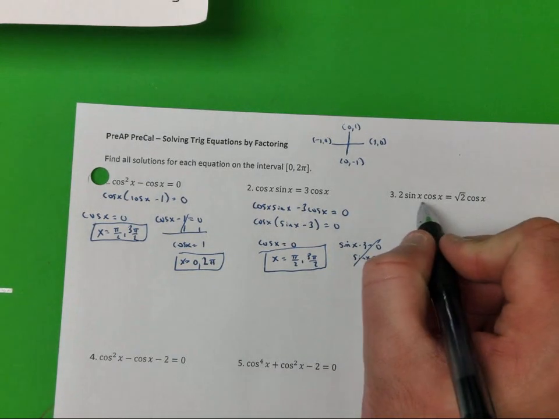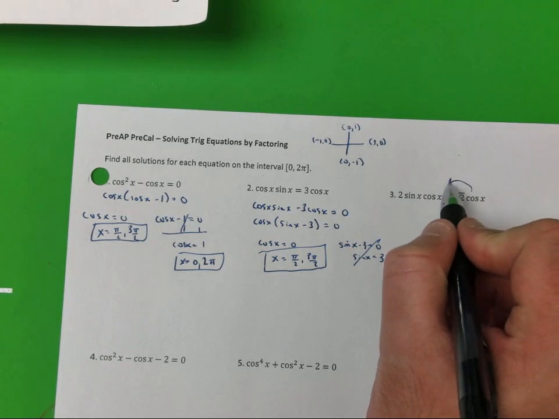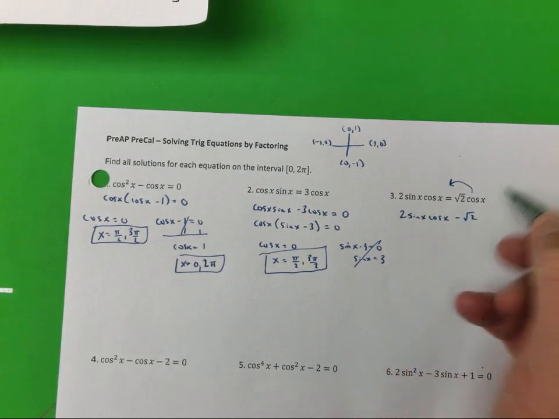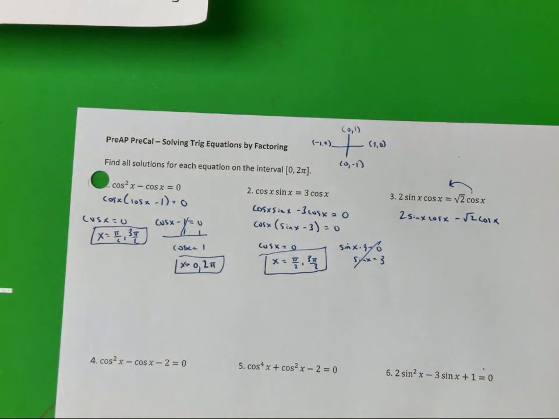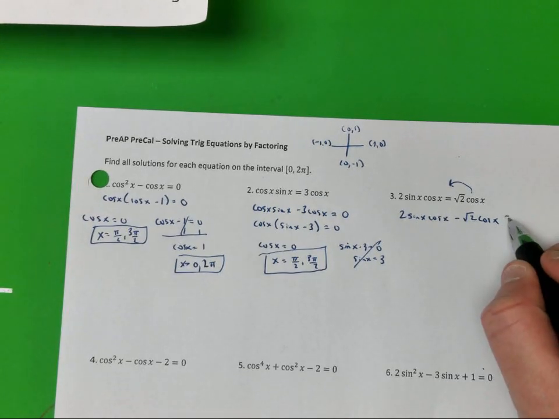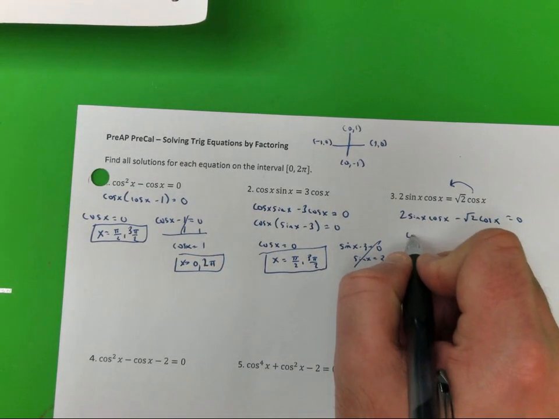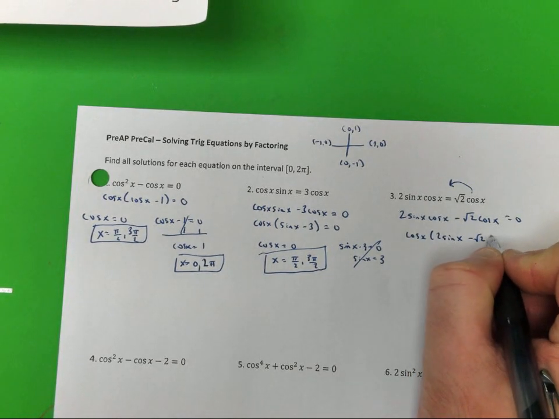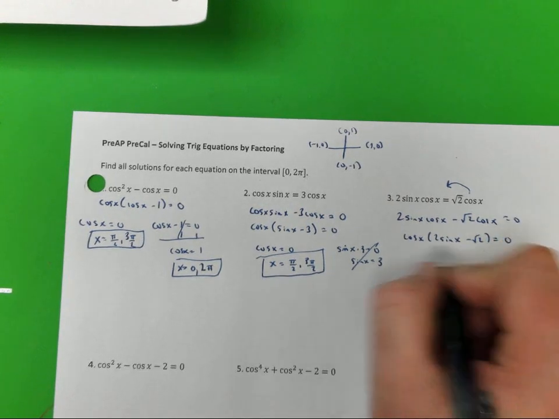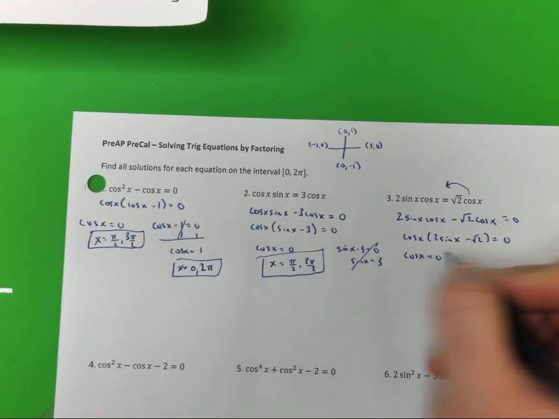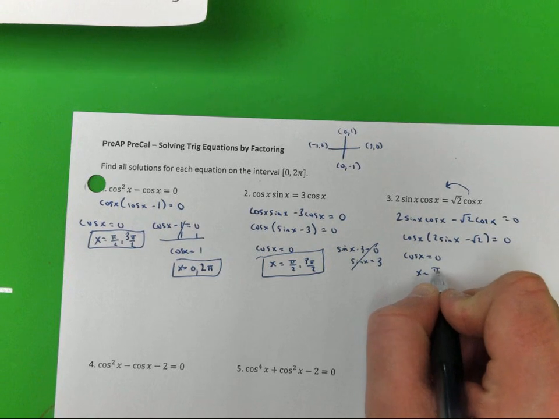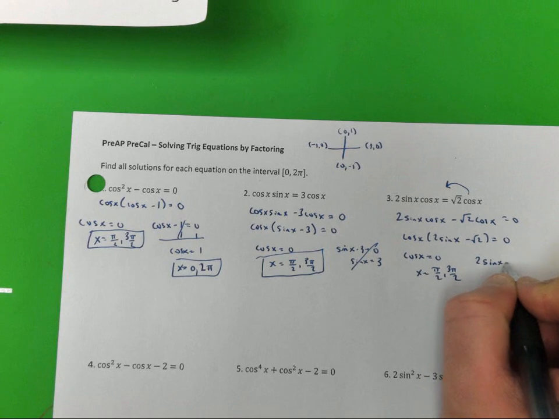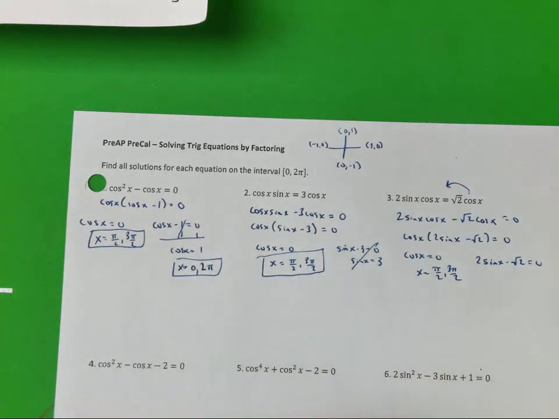All right, number 3. I see this has cosine in both terms, so I can factor that out and bring this over here: 2 sine x cosine x minus square root of 2 cosine x. I can factor out a cosine x. Now set both of them equal to 0. Where does my cosine get 0? I think I got that memorized now. Pi over 2 and 3 pi over 2. Now set the other one: 2 sine x minus square root of 2 equals 0.